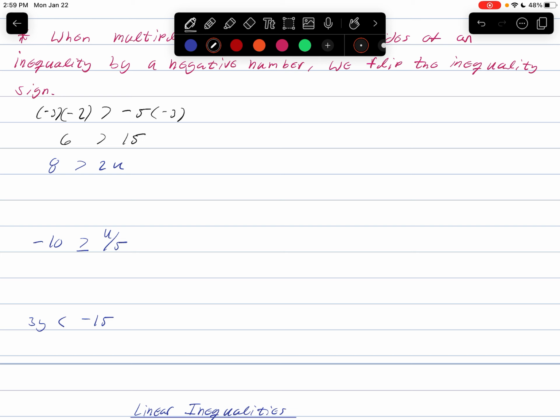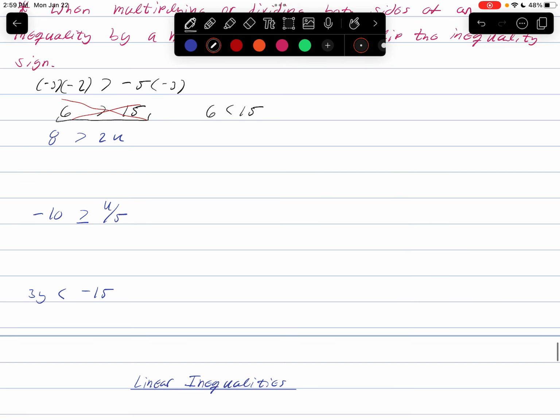If we don't change the inequality sign, we'll have a statement that says 6 is greater than 15. This is obviously not true. So we need to flip the inequality sign. We have 6 is less than 15, so we get a true statement. Anytime you multiply or divide by a negative number, you have to flip the inequality sign.